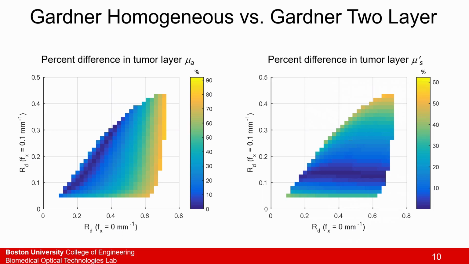To better show the difference between the Gardner homogeneous and Gardner two-layer lookup table, I started with a range of RD values for AC and DC optical property. I extracted optical property using both lookup tables and then plotted the percent difference with respect to Gardner homogeneous for μA and μs prime. You can see that the percent difference is significant in both optical properties for all combinations of RD values. And at high RD values, the μA value is low, which in turn raises the percent difference.